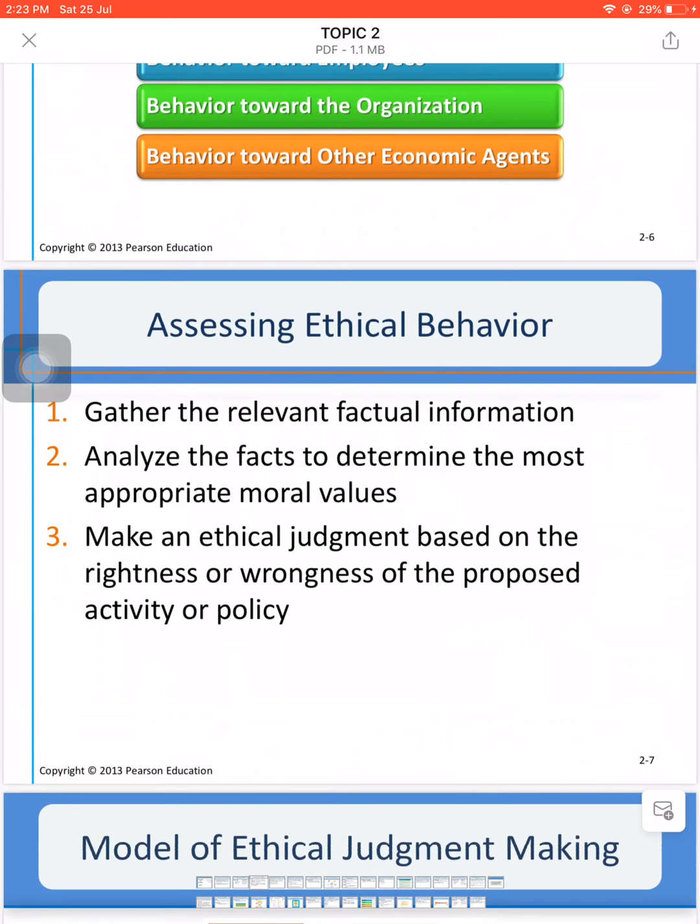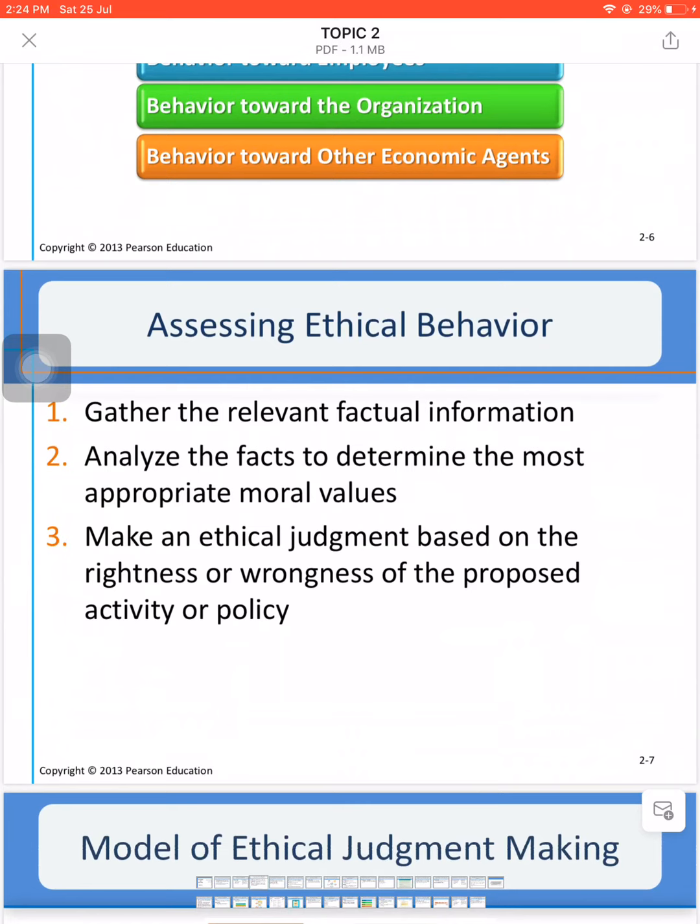First you have to get the information, then analyze the facts, and also determine the most appropriate moral values, and the last is to make an ethical decision which is based on the rightness or wrongness. Although ethical judgments are not always easy to make or even always agreed upon, this process at least gives a good starting point for the ethical decision making process.